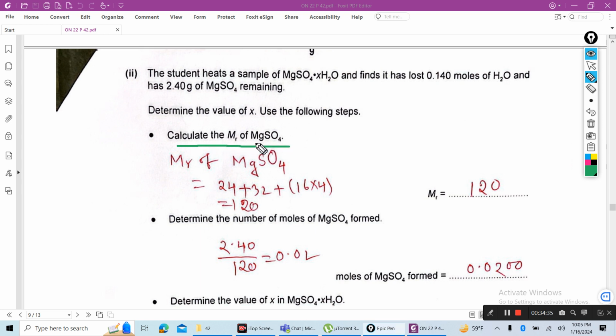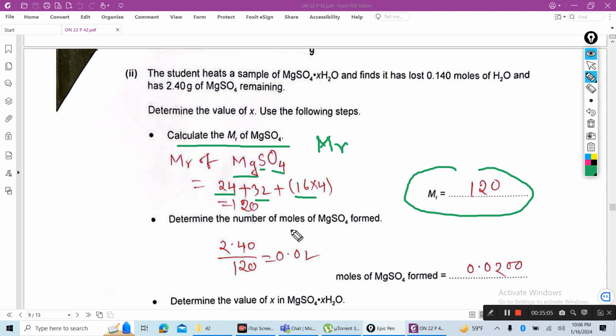Calculate the Mr. Mr means relative molecular mass, molar mass. Magnesium relative atomic mass is 24, you will get it from the periodic table. Sulfur 32, oxygen 16 times 4, total 120. So the Mr of magnesium sulfate is 120.